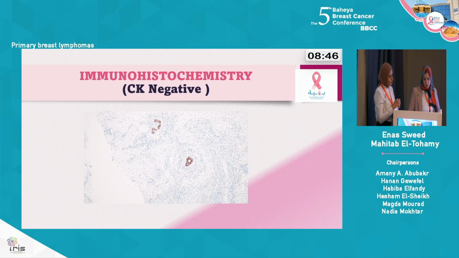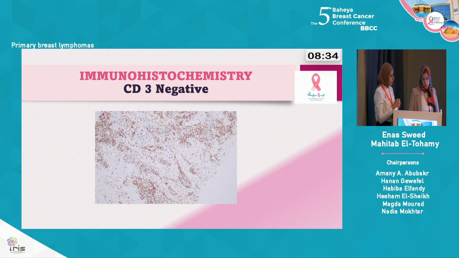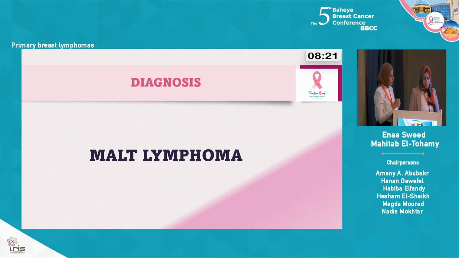Immunohistochemistry was done and revealed negative reaction for cytokeratin, which highlighted the residual ducts, as seen here. CD20 diffusely stained the tumor cells. CD3 stained the reactive background T lymphocytes. And Ki-67 was low, so the diagnosis was MALT lymphoma with recommendation of excision.